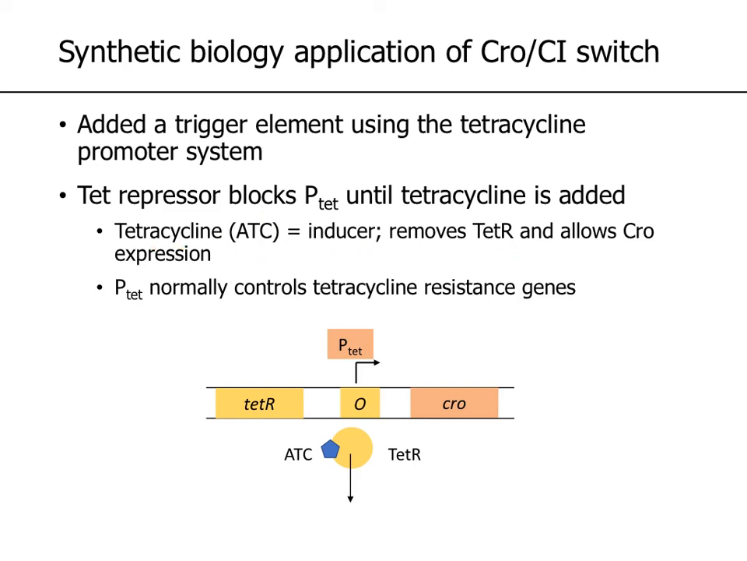It removes TET-R. The way that they set it up is that you have TET-R here. This is the repressor protein. Your TET promoter is controlling expression of CRO. And when ATC is present, when tetracycline is present, it's going to bind this, remove it, and you're going to get CRO expression. In its natural context, this tetracycline repressor-promoter system normally controls the expression of tetracycline resistance genes. So when the cell sees tetracycline, it's going to turn on the production of these resistance genes so that it can survive in its presence.